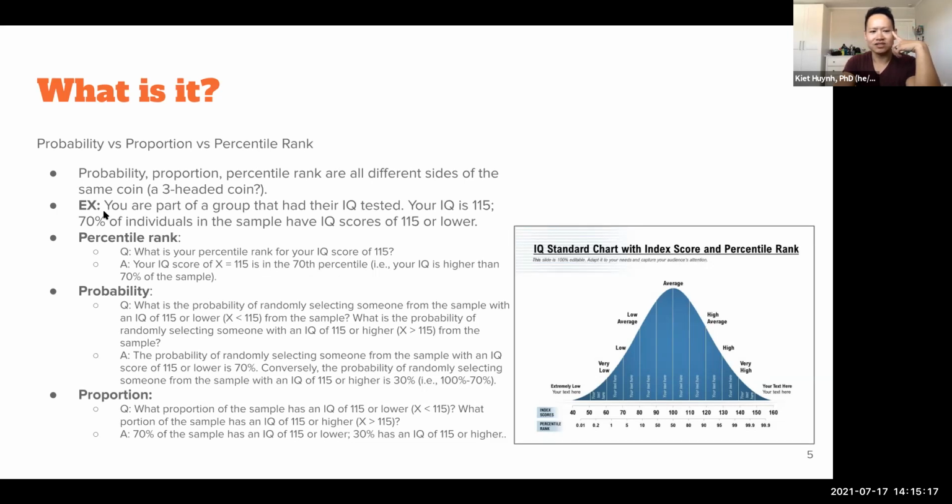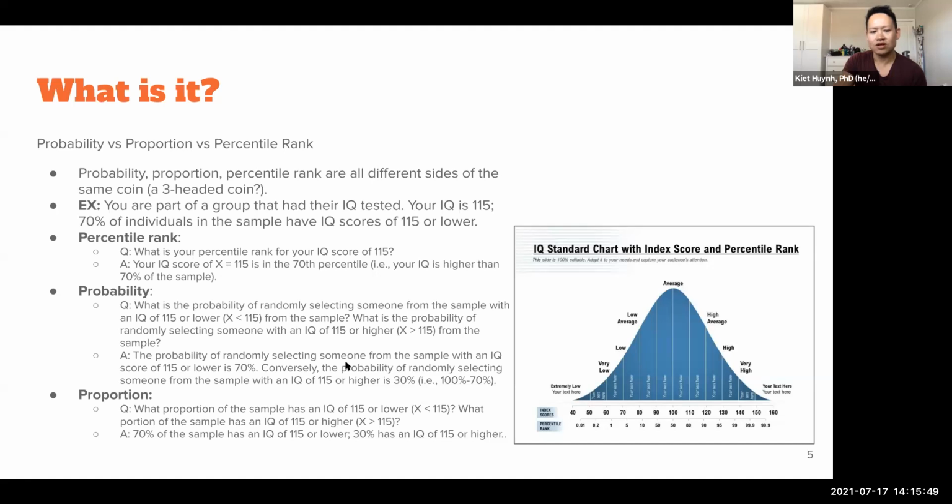Because remember, the question says that 70% of individuals in the sample have an IQ score of 115 or lower. So you being 115 puts you at the 70th percentile, meaning your IQ score is higher than 70% of the sample. One way you could make this a probability question is asking, what is the probability of randomly selecting someone from the sample with an IQ score of 115 or lower?